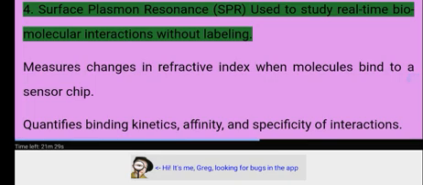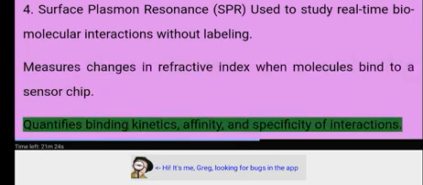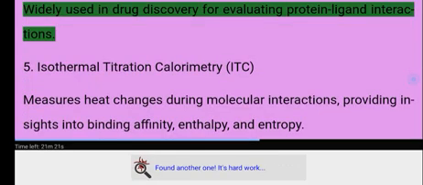4. Surface plasmon resonance (SPR) used to study real-time biomolecular interactions without labeling. Measures changes in refractive index when molecules bind to a sensor chip. Quantifies binding kinetics, affinity, and specificity of interactions. Widely used in drug discovery for evaluating protein-ligand interactions.